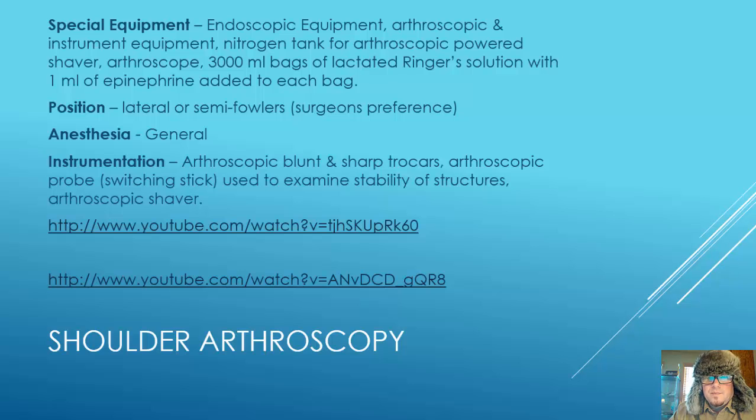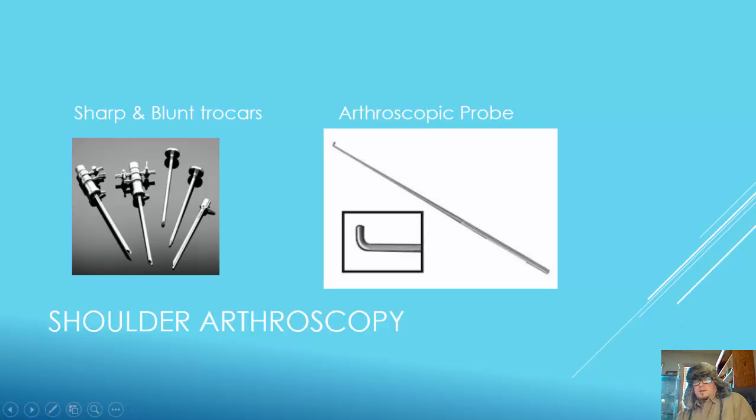Endoscopic equipment is a nitro tank for the arthroscopic powered shaver. That thing is going to be kind of like a dentist drill. That runs on nitro power. 3,000 bags of Ringer's with epi in them. Position, lateral, semi-Fowler's. Sometimes they call it sloppy lateral too, where they won't quite be lateral, they won't be semi-Fowler's, they'll be kind of like this, where you're just sort of in between those two. General anesthesia, instrumentation is up there.